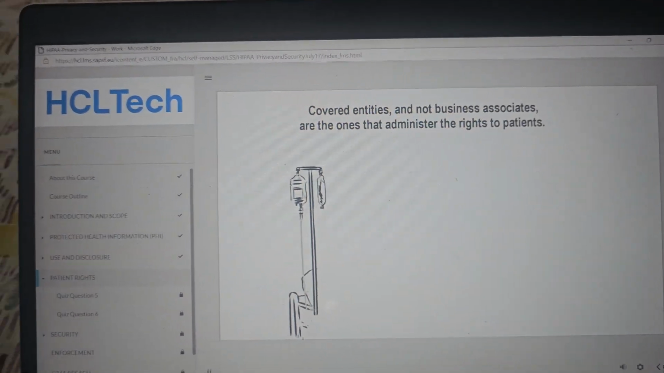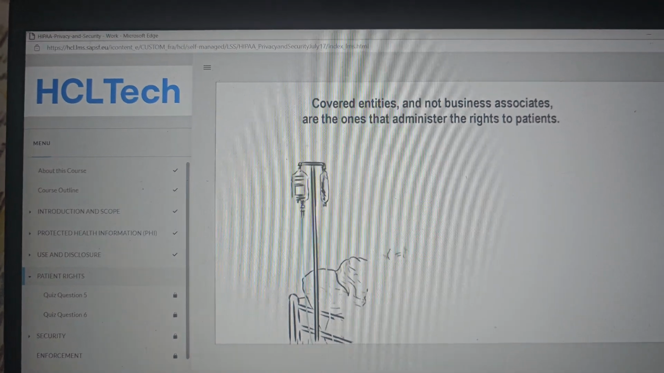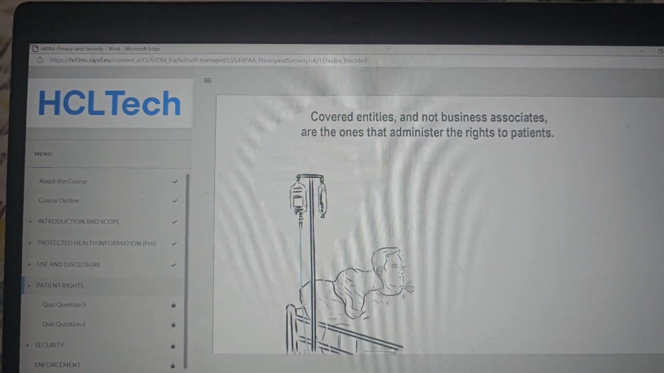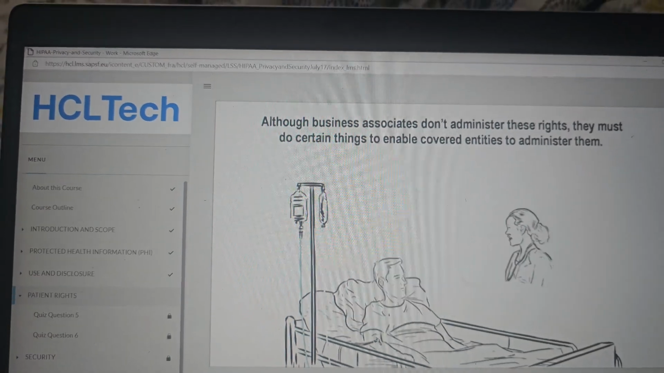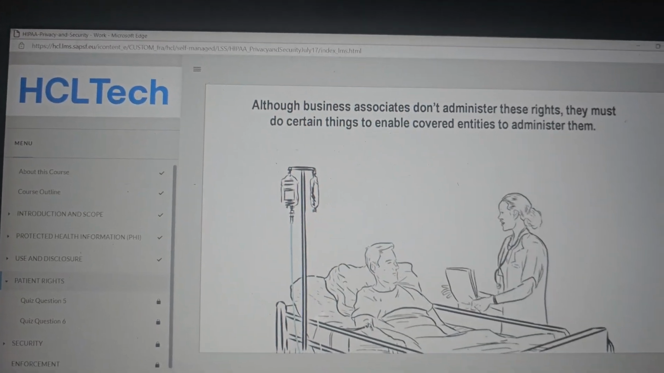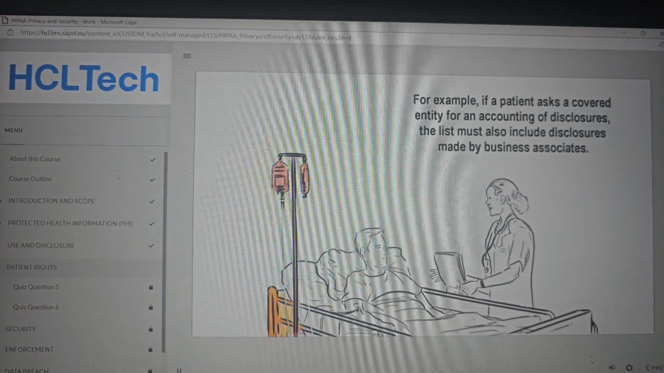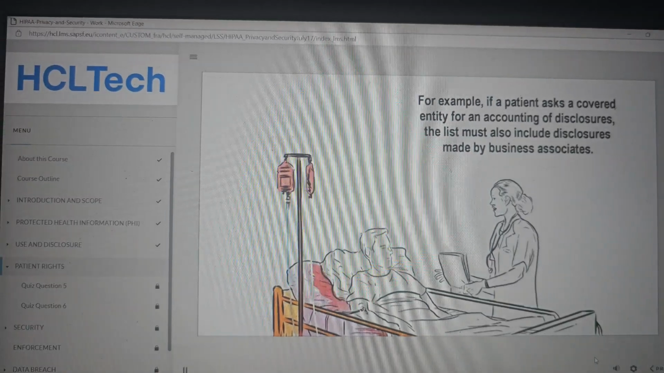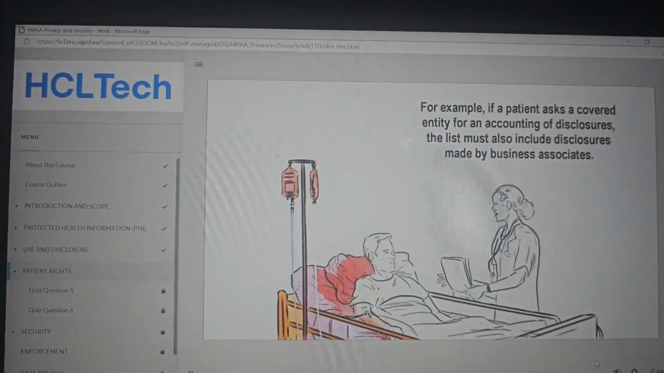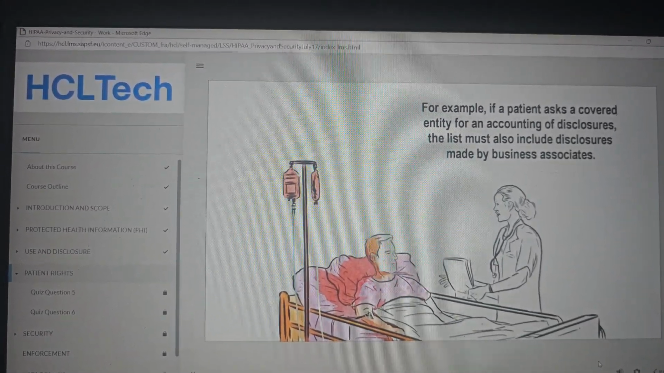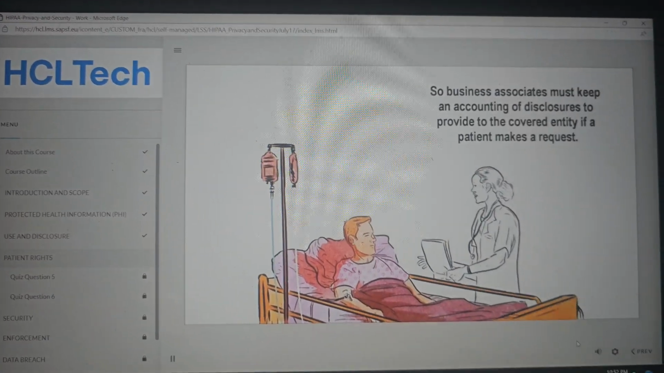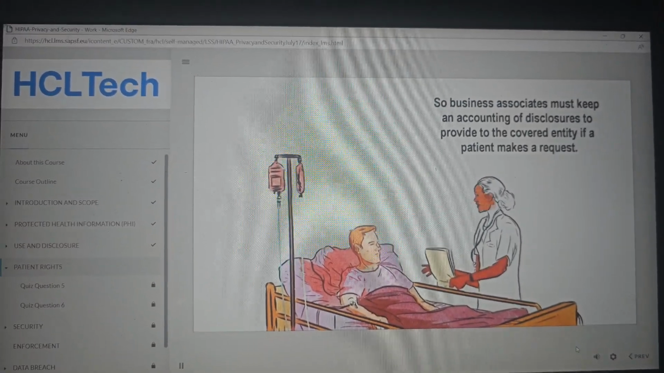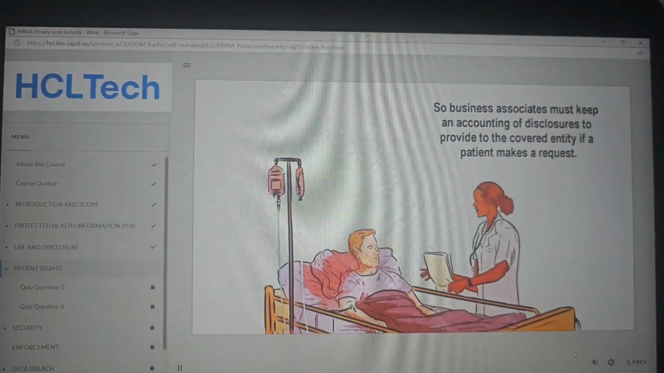Covered entities, and not business associates, are the ones that administer the rights to patients. Although business associates don't administer these rights, they must do certain things to enable covered entities to administer them. For example, if a patient asks a covered entity for an accounting of disclosures, the list must also include disclosures made by business associates. So business associates must keep an accounting of disclosures to provide to the covered entity if a patient makes a request.